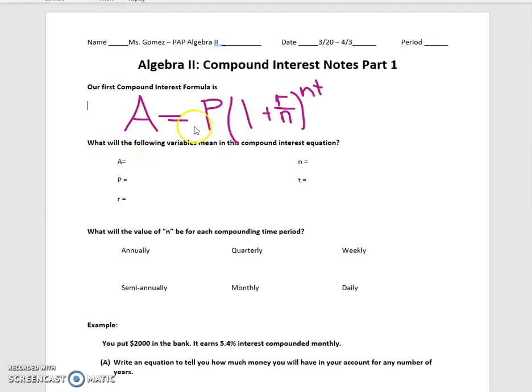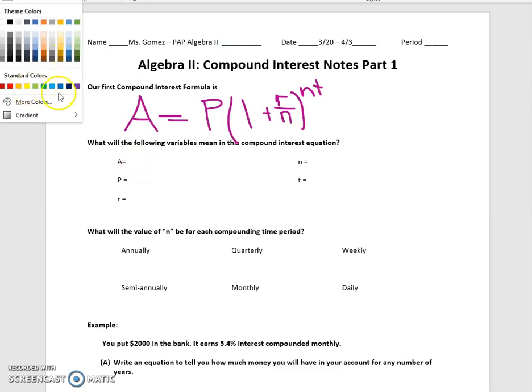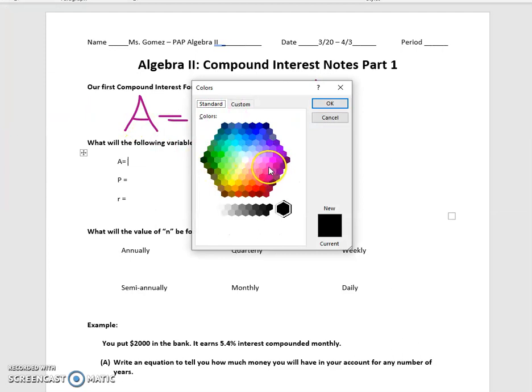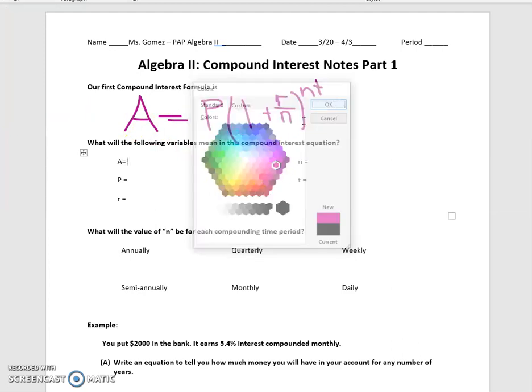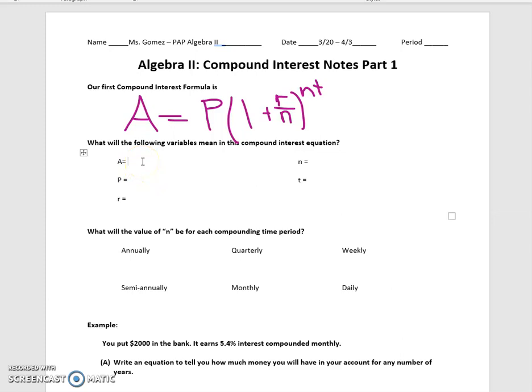So what do these variables mean? Because right now, those just look like a bunch of hoopla. Let's make this a pretty color. A is our amount of money that we want at the end. So it's the amount of money we have at a later date. P is our principal. So that's the amount of money that we start off with. That's our initial value.